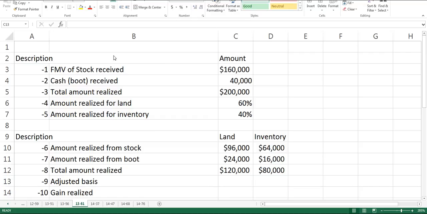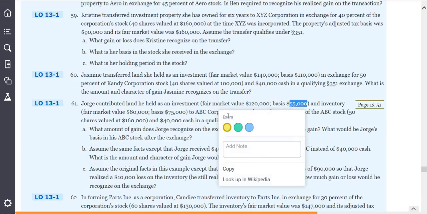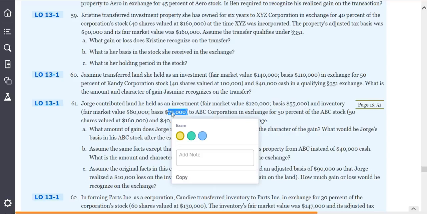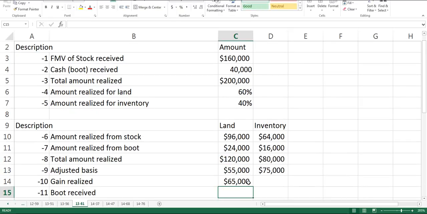All right, we'll now take a look at the adjusted basis here for each of these. Looking at our adjusted basis, we have $55,000 for my investment, and then I have $75,000 for my inventory. So those are the numbers I'm going to put in here. All right. So with that, I'm going to take the difference to calculate my gain for each of these. So I have a $5,000 inventory gain, and then I have a $65,000 land gain.